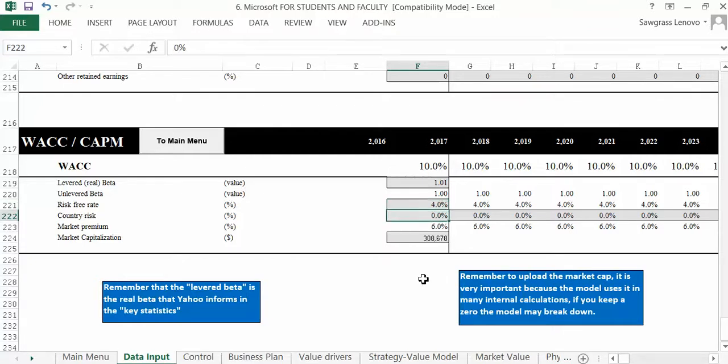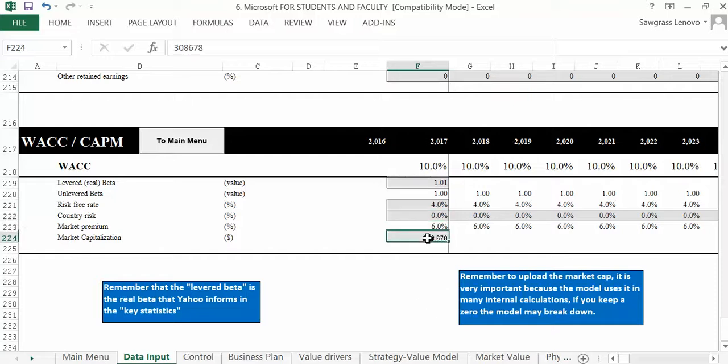Then you have the country risk. If you go to foreign countries, you need to Google what is the country risk for this country. Normally is, depending on the country, can be 1%, 2%, 3%, whatever. If you are in the US, the country risk is 0. But if you go to other countries, the country risk can be 1%, 2%, 3%, or even much higher, can be 10% or 15% if the country is in really bad shape.